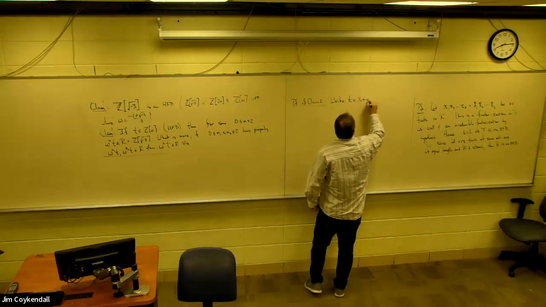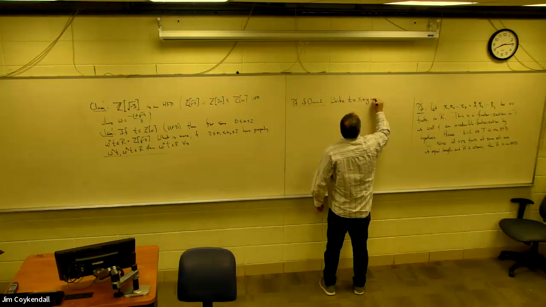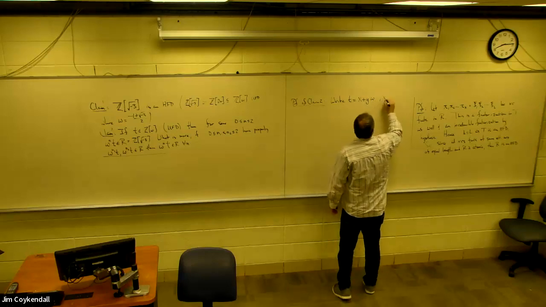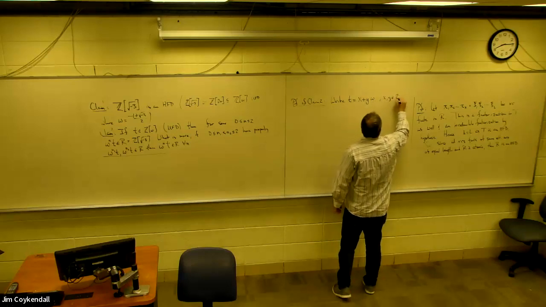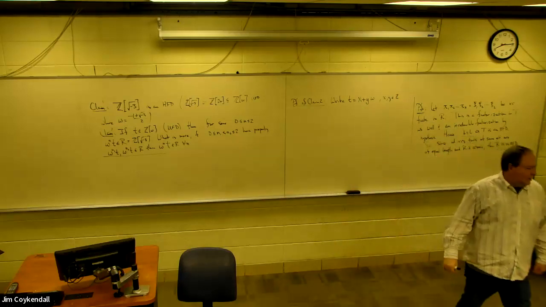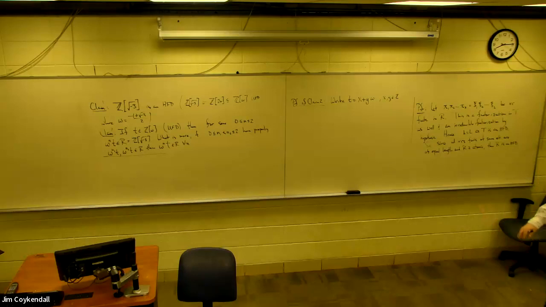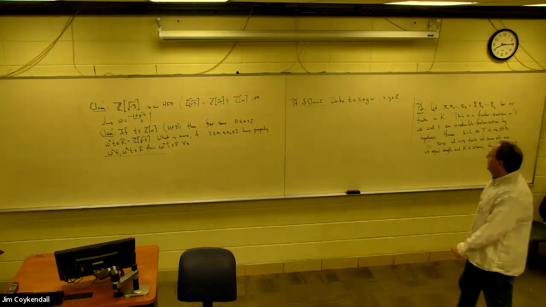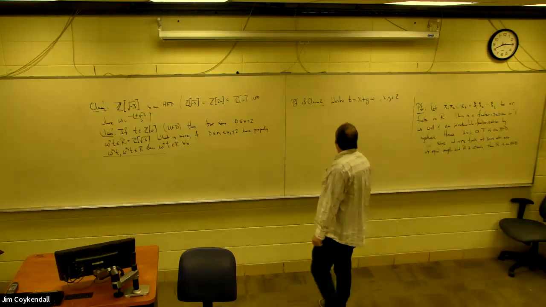X plus Y omega, where X and Y are integers. This is what a garden variety element for this ring looks like. It's an integer plus an integer times omega, where omega is a cube root of unity.